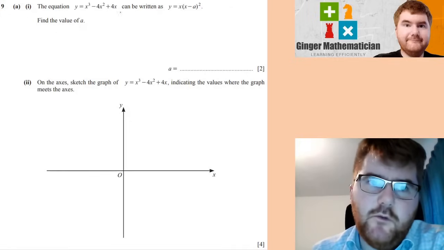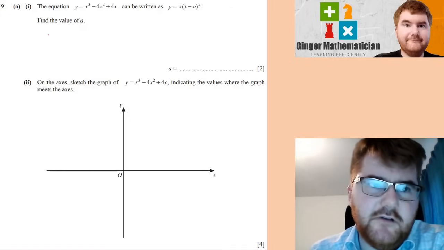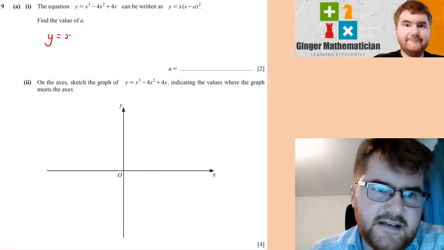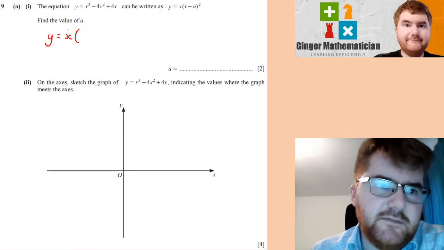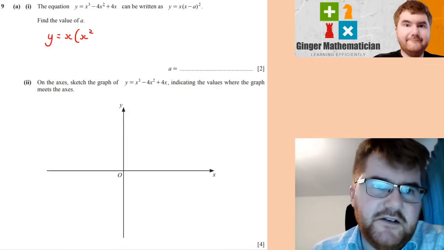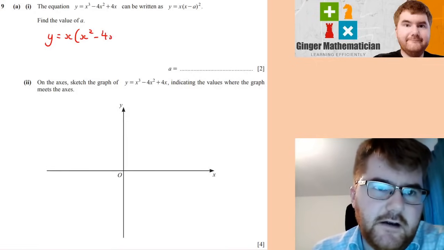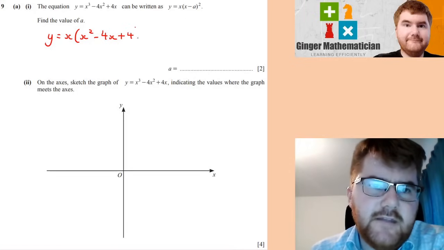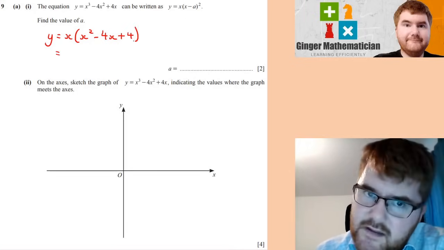Cubics, generally speaking, will be written in such a way so you can factorize this quite easily. So notice they've all got a factor of x here, so we're going to take a factor of x out. What do you multiply x by to get x cubed? x squared. What do you multiply x by to get minus 4x squared? Minus 4x. What do you multiply x by to get 4x? It's just plus 4. At this point, we've got a quadratic within the bracket.